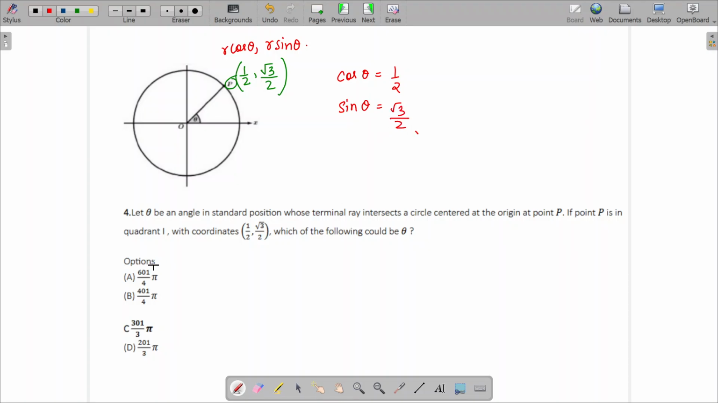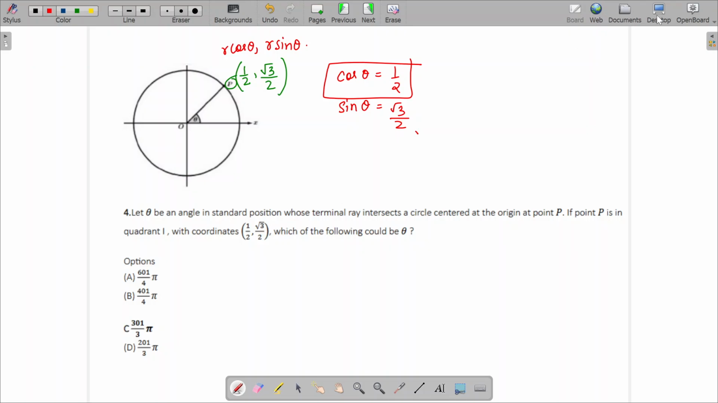Now what you have to do? One by one, I'll take cos theta as 1 by 2 and I'll replace this theta with these angles and check, am I getting cos theta as 1 by 2? At what angle am I getting the value as 1 by 2? Let's do it.